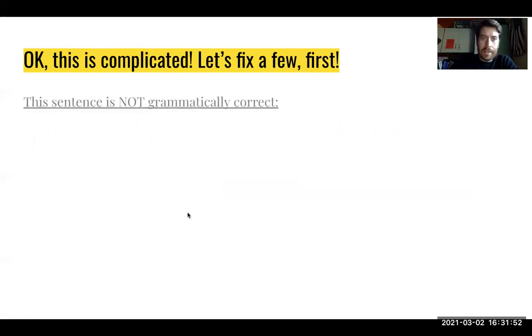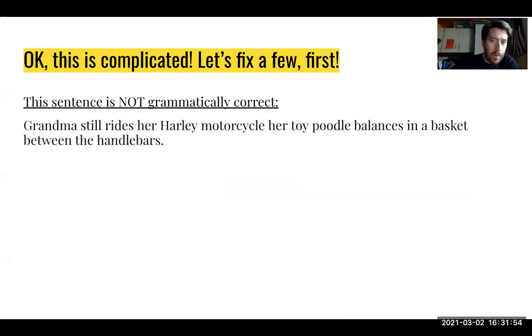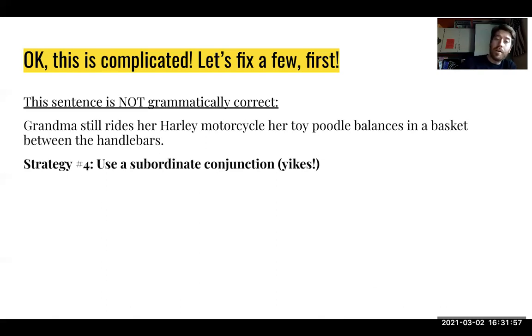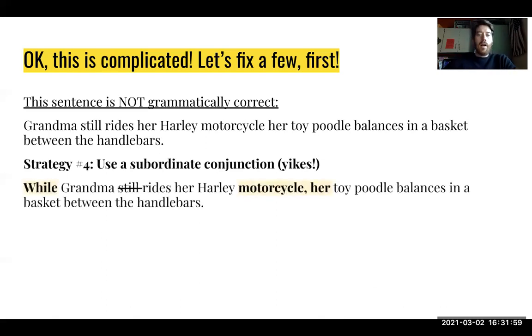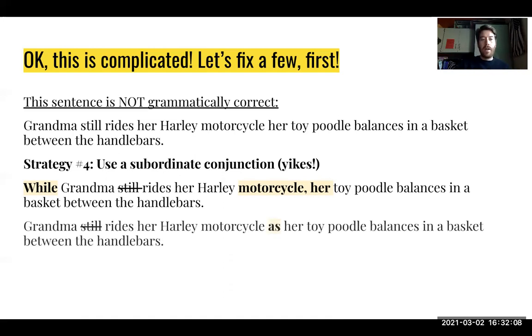All right, last one. This is probably the most complicated way: to use a subordinate conjunction. This requires you to add some additional wording to make it make sense, and it also kind of changes the meaning a little bit. So let's look real quick. 2 possible ways you could do this. You could add the word while to the beginning of a sentence and then a comma after motorcycle. So it would read like this. While grandma rides her Harley motorcycle, her toy poodle balances in a basket between the handlebars.